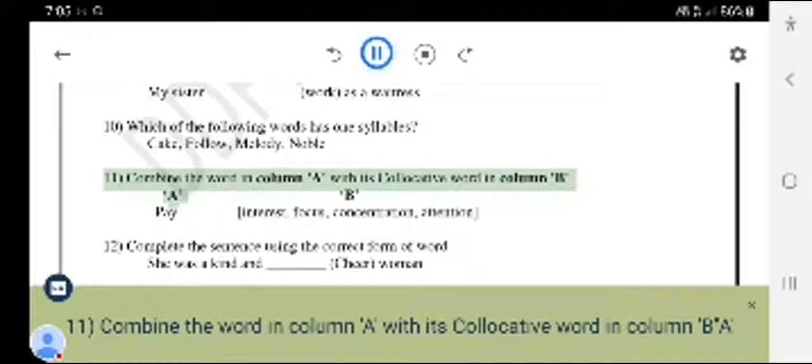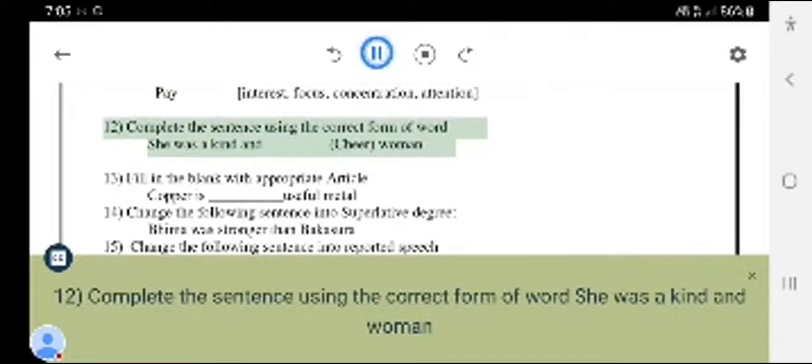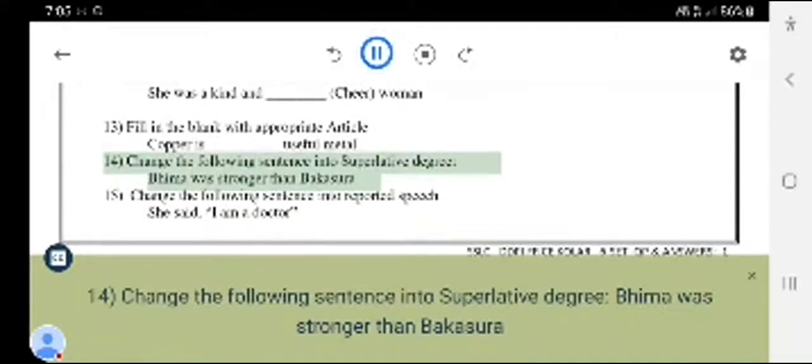11. Combine the word in column A with its collocative word in column B. A. B. Pay. 12. Complete the sentence using the correct form of word. She was a kind and ___ woman. 13. Fill in the blank with appropriate article. Copper is ___ useful metal.